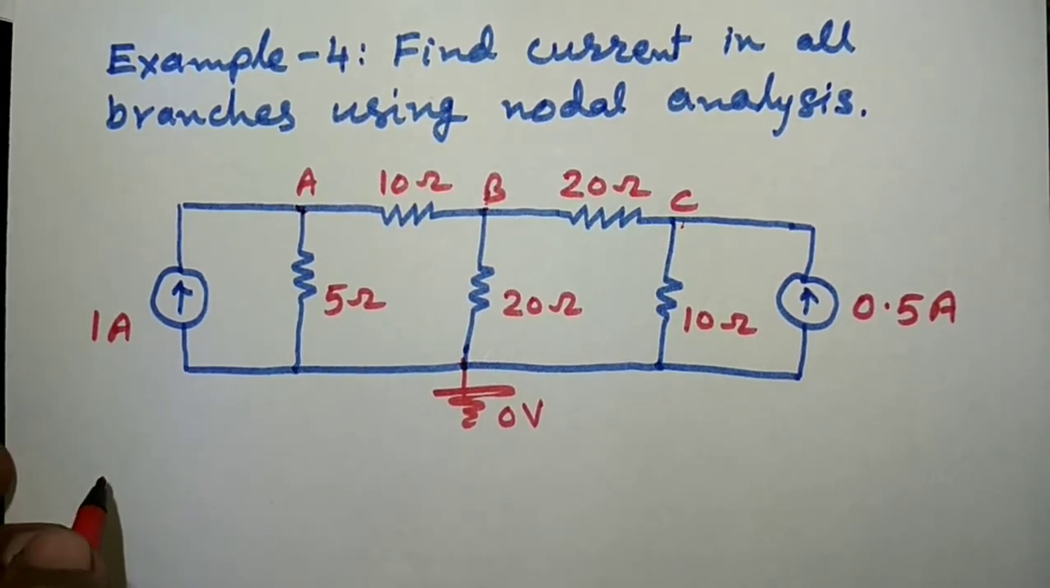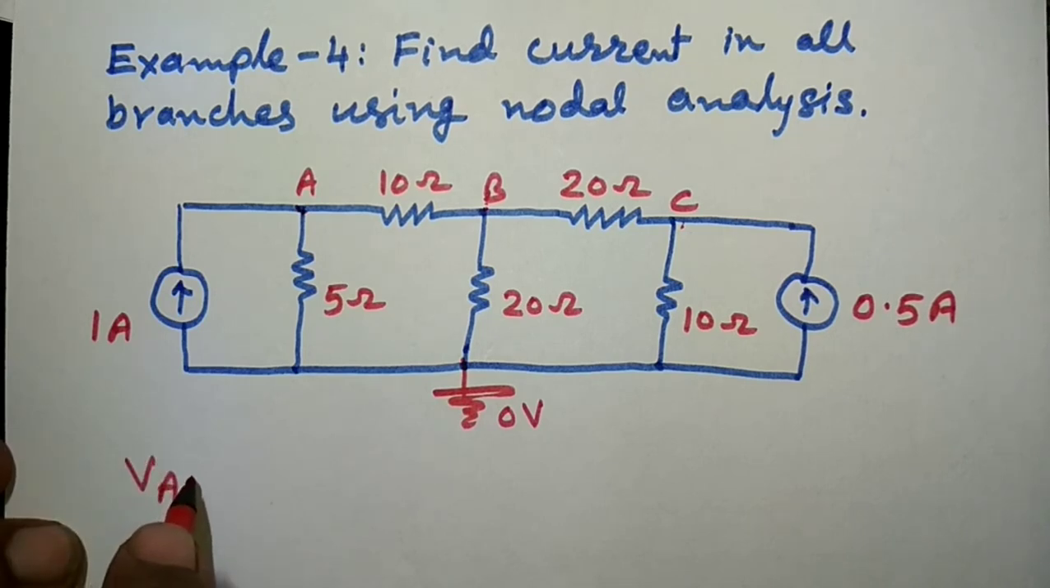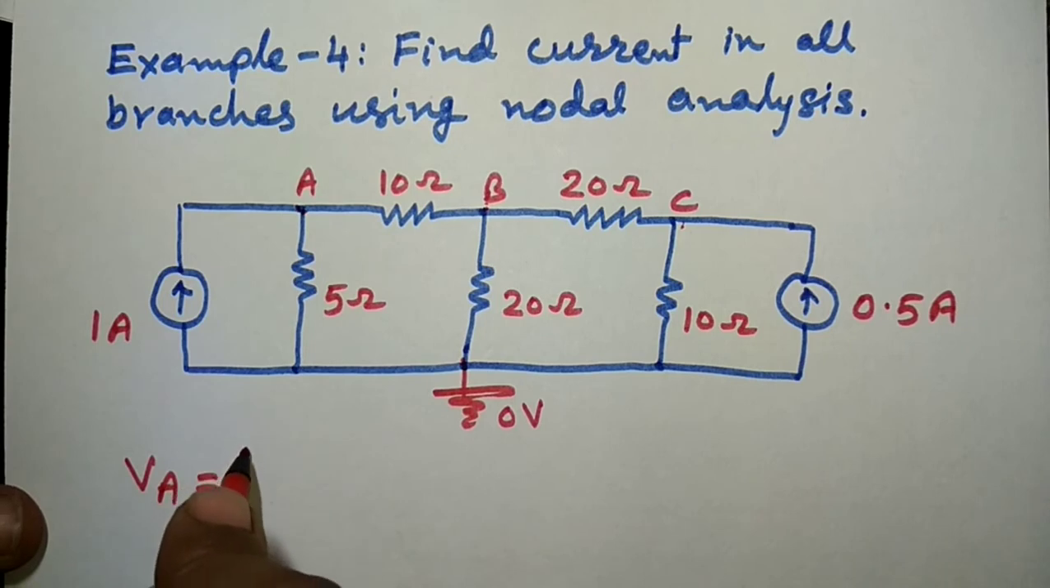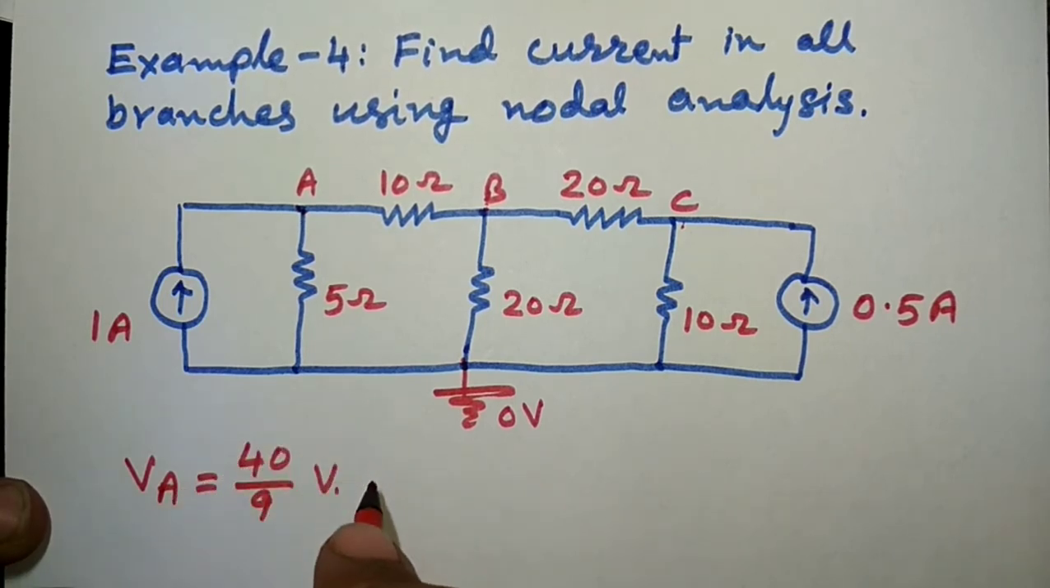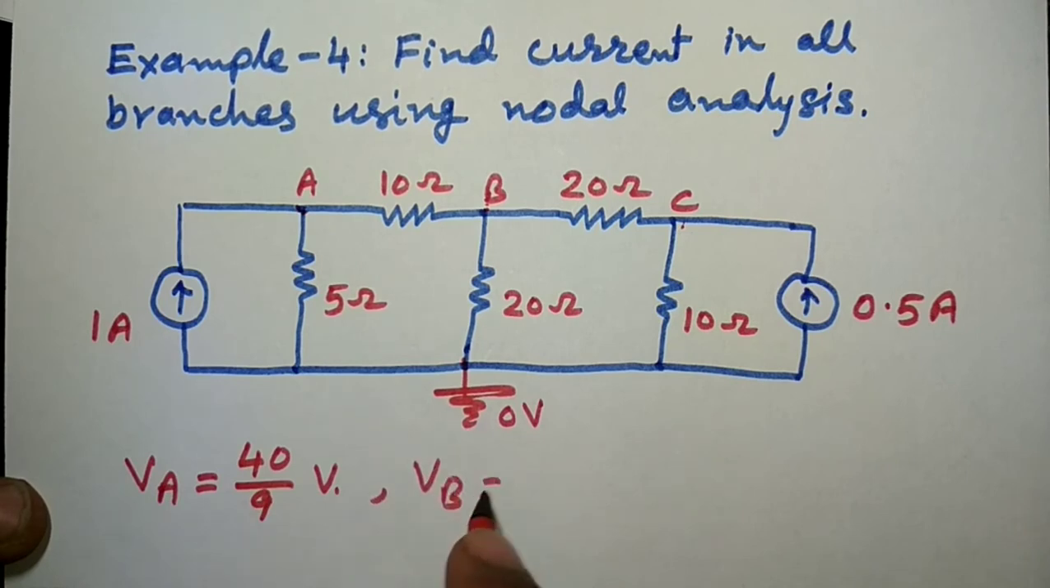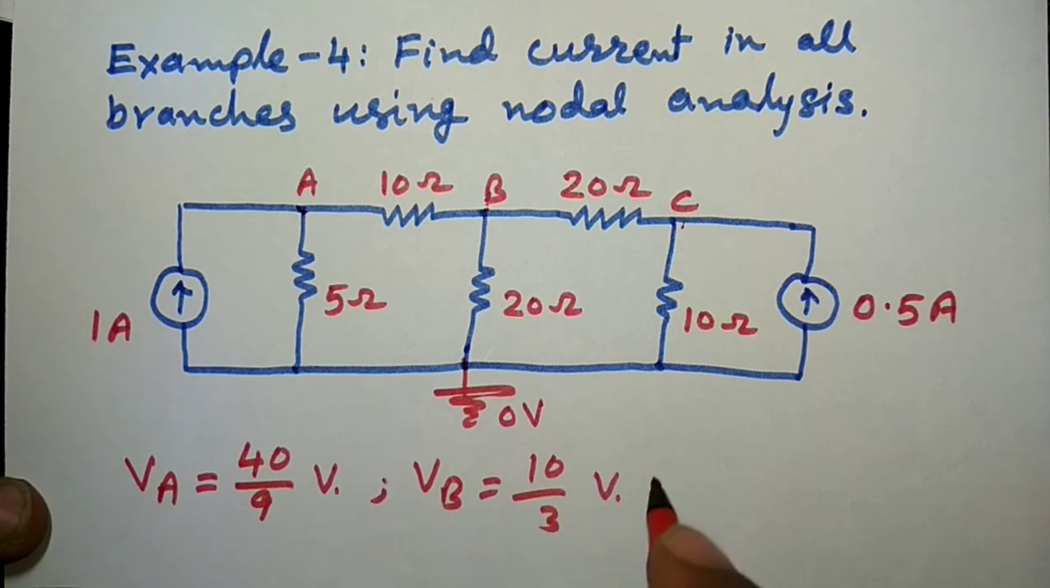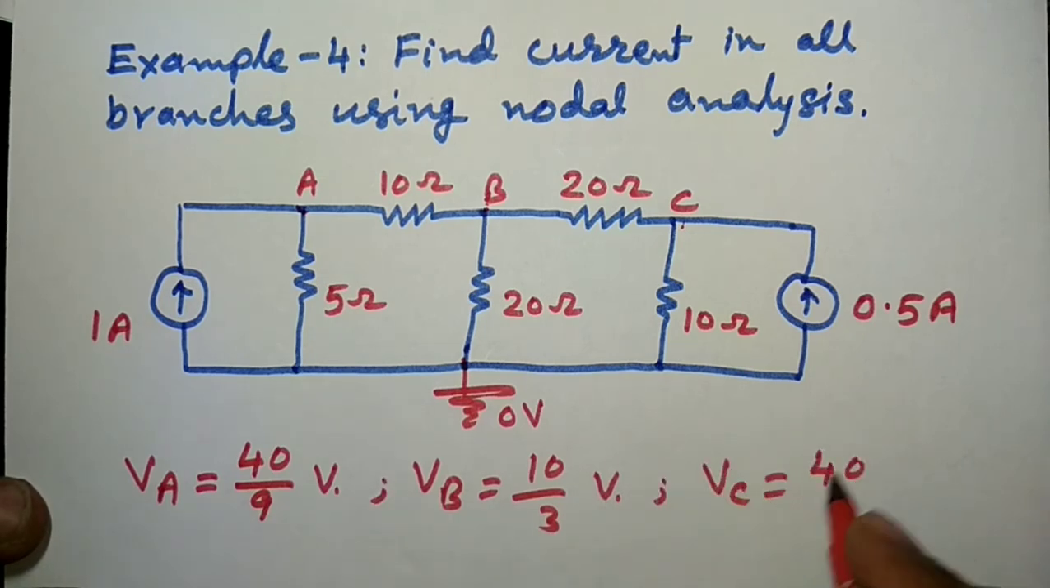For the reference, I will give the value of VA, VB and VC. So after solving, you will get the value of VA as 40 by 9 volt. The value of VB will be 10 by 3 volt, and the value of VC will be 40 by 9 volt.